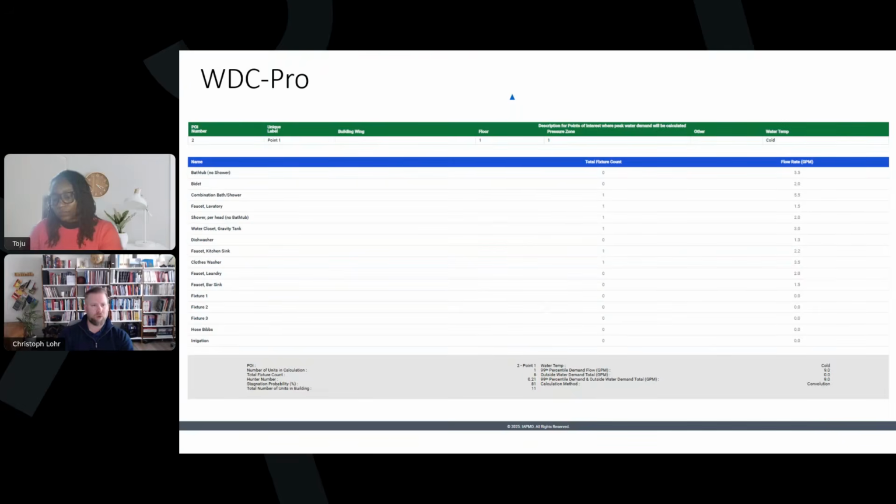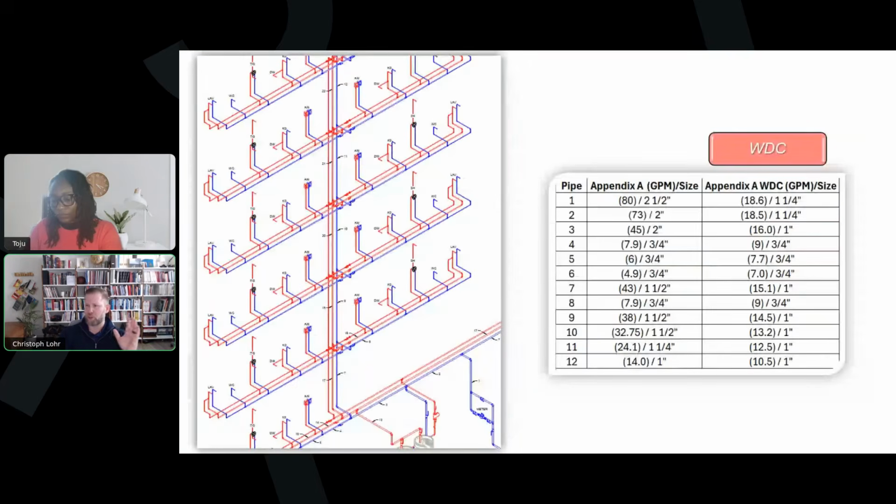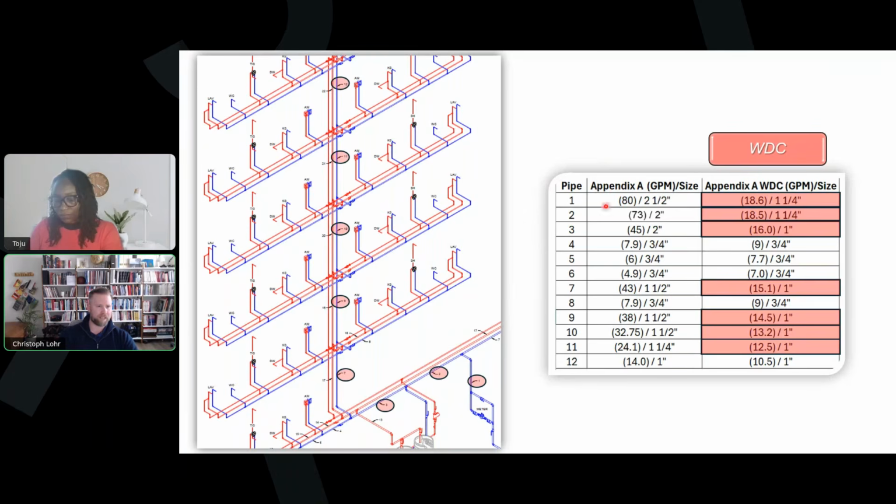All right, so let's look real quick, going back, whichever way you want to use, the free version or the WDC Pro version. One thing worth noting is that for each of your different pipe segment lengths, comparing the Appendix A Hunter's curve method versus the water demand calculator method, you'll notice that there are some differences in terms of sizes. So again, we went from a 2.5-inch water main down to 1.25 inches. That next pipe segment went from 2 inch to 1.25 inches, 2 inch to 1 inch.